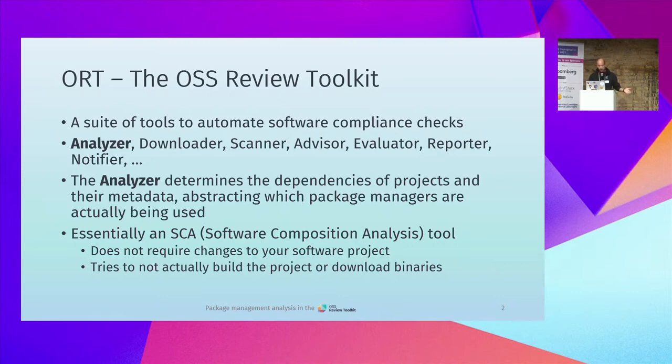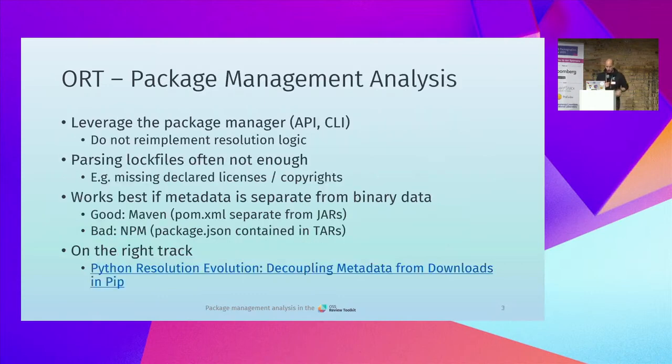So essentially, the analyzer is an SCA tool, but we have a few specialities, like it doesn't require you to make any changes to your software project. You don't need to apply any build system plugins or something like that. And it tries to be efficient in assembling all the data about your dependencies by not actually building the project or downloading any binaries. So how do we actually do that?